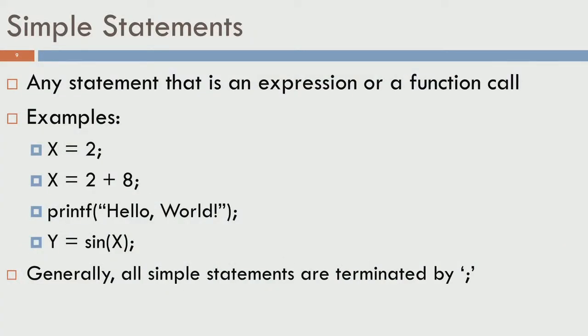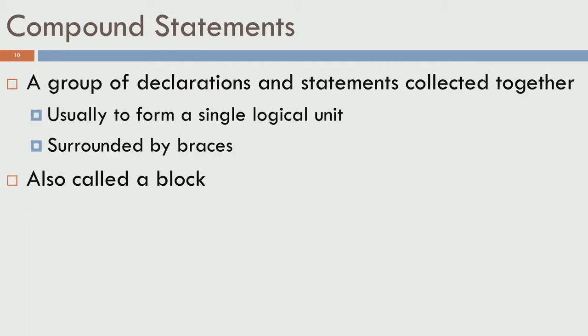So, simple statements are usually terminated by a semicolon, and in this case you can see that all these 4 different simple statements have a semicolon at the end. So, anywhere where you evaluate an expression will be a simple statement. Anywhere where you call functions will all be simple statements as well.